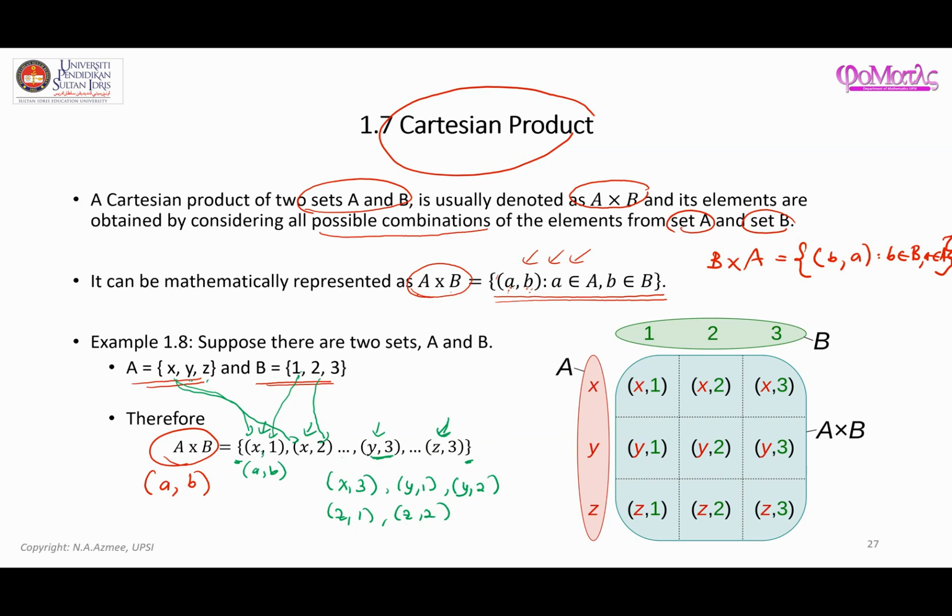If we switch the order and want to find the Cartesian product of B and A, we have to consider the positions reversed. So it's going to be 1 and x, 1 and y, 1 and z, and it goes in this pattern, and finally you will have 3 with z. The results are clearly different. So the Cartesian product of A and B is not the same as the Cartesian product of B and A. Let me rewrite that: the Cartesian product of A and B is not equal to the Cartesian product of B and A.